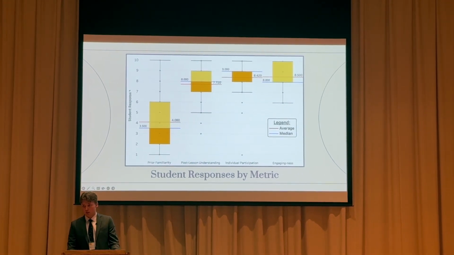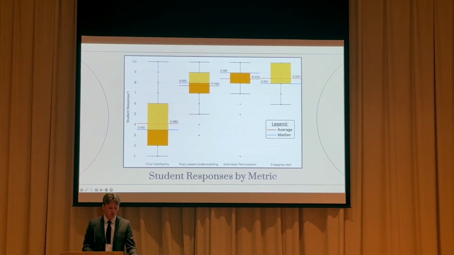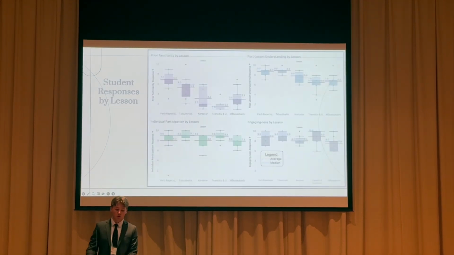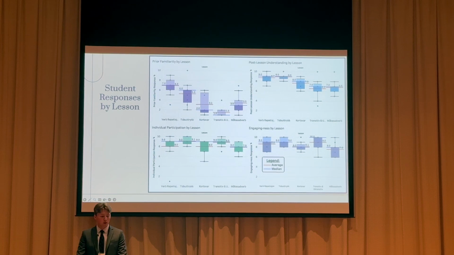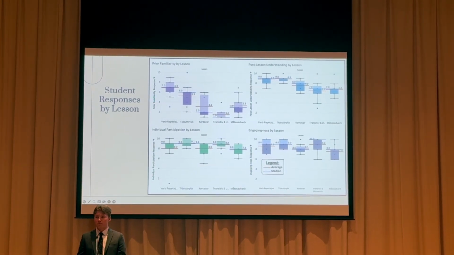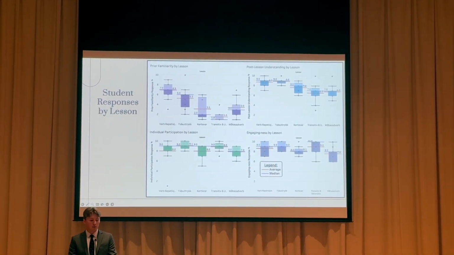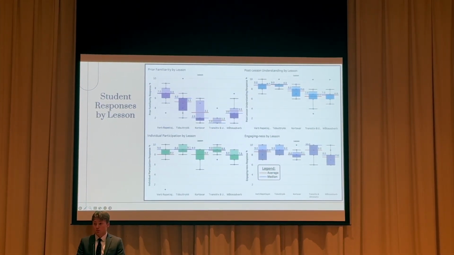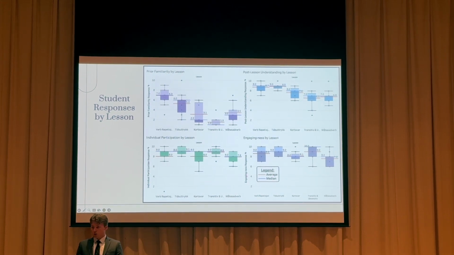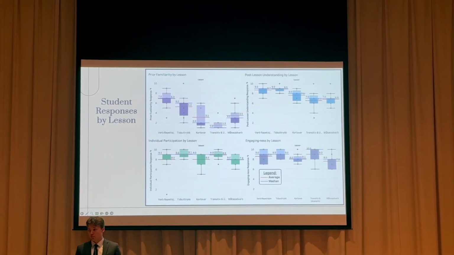So this is looking at the metrics over the course of the entire semester, but I also wanted to look at separating them a little bit by each of the individual lessons. And so the first trend to point out here is that we can see again this high value, low spread trend in the bottom 2 plots, the individual participation and the engagingness ratings. So we see again that low spread and that high value that we saw in the previous plot.